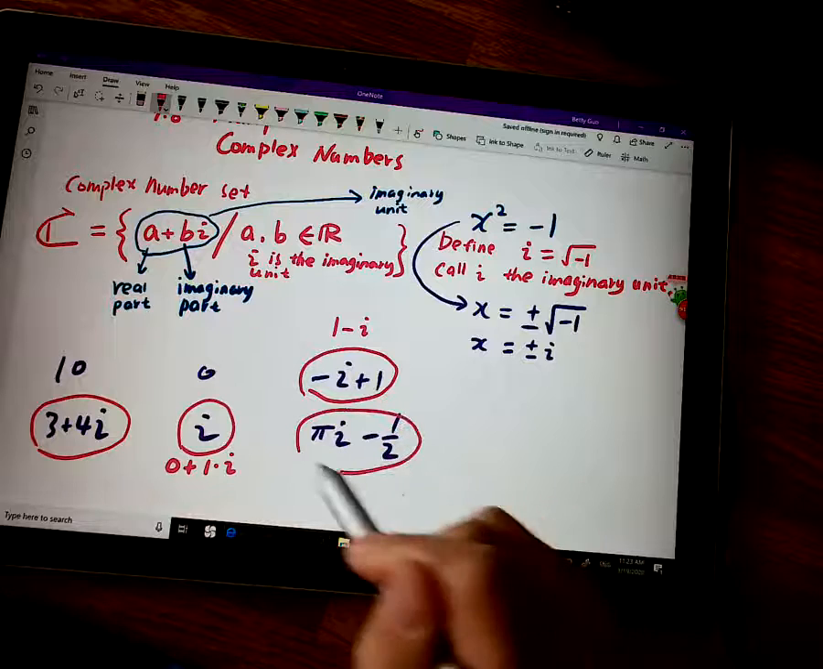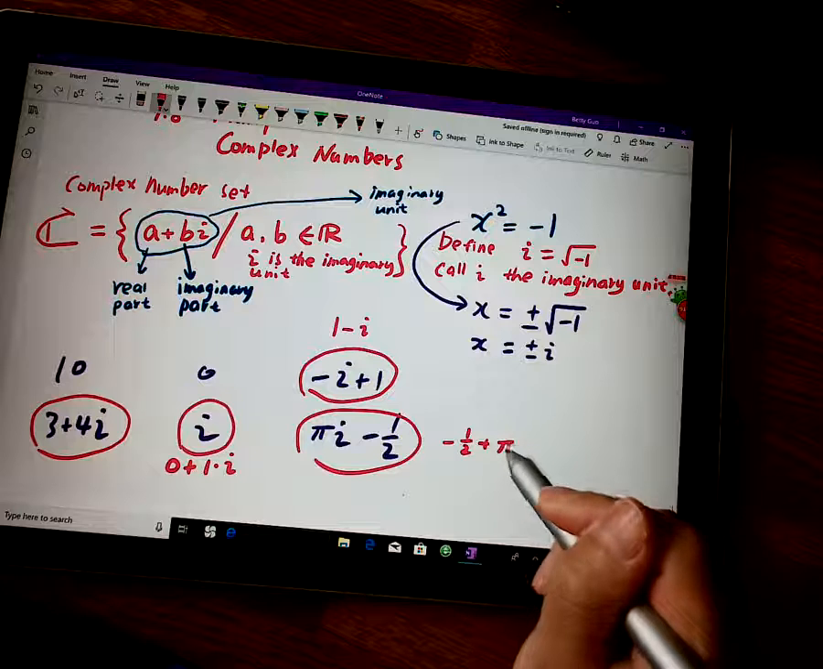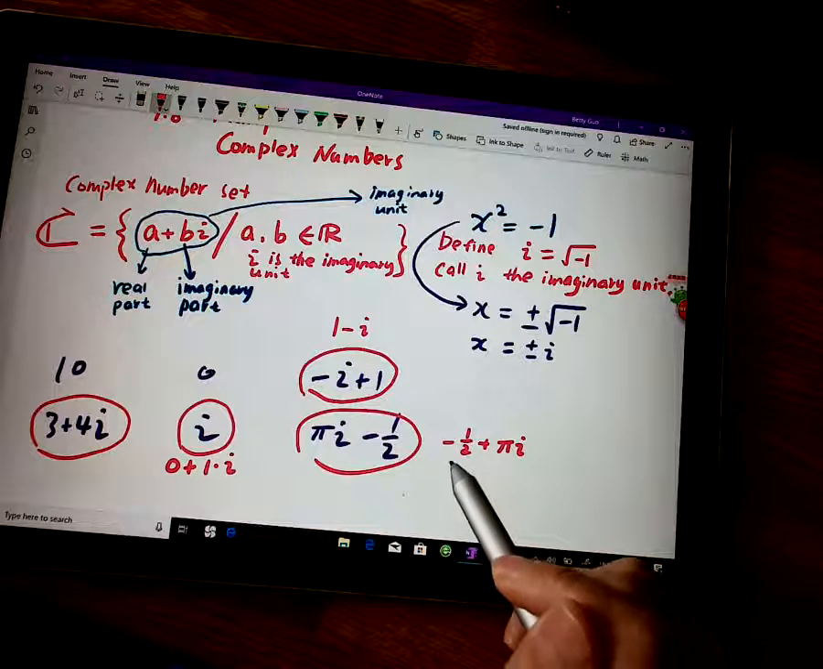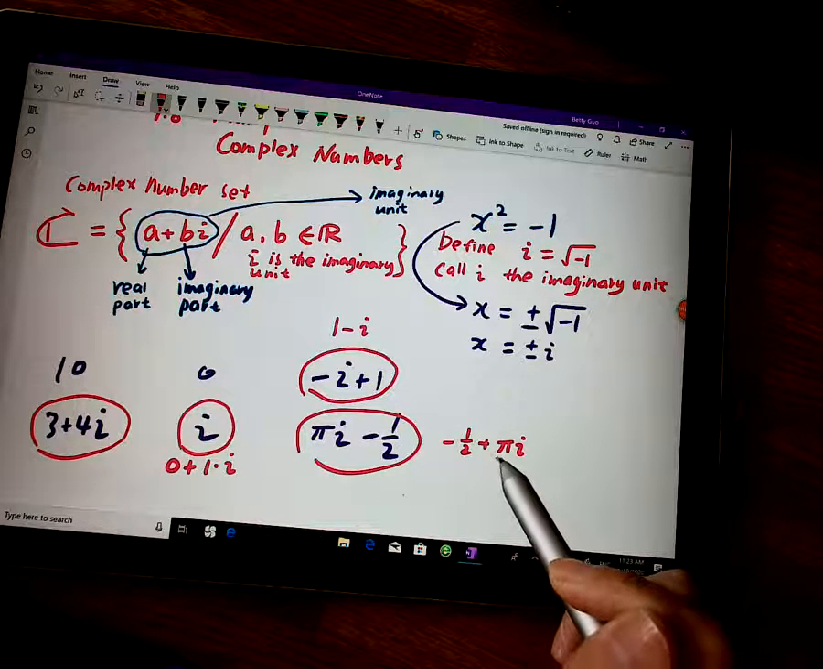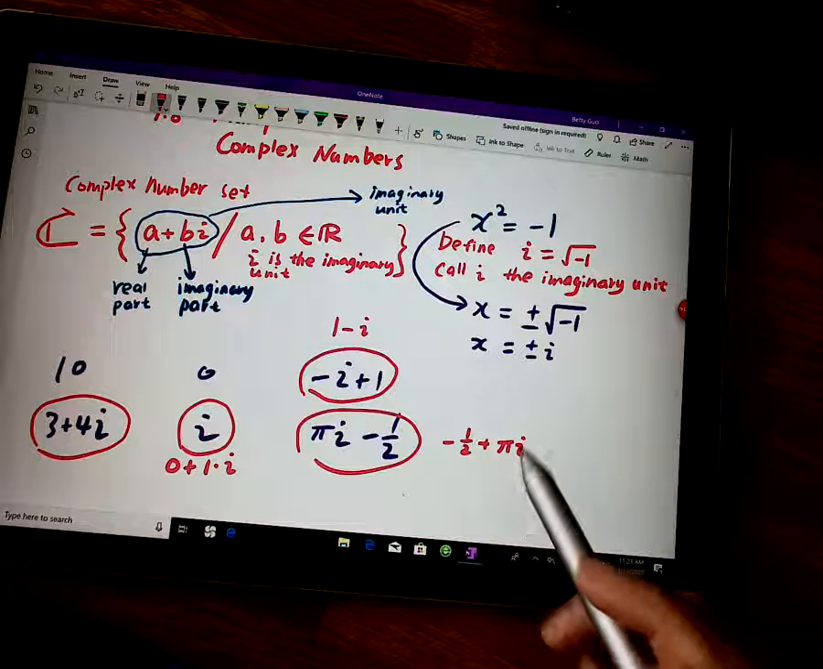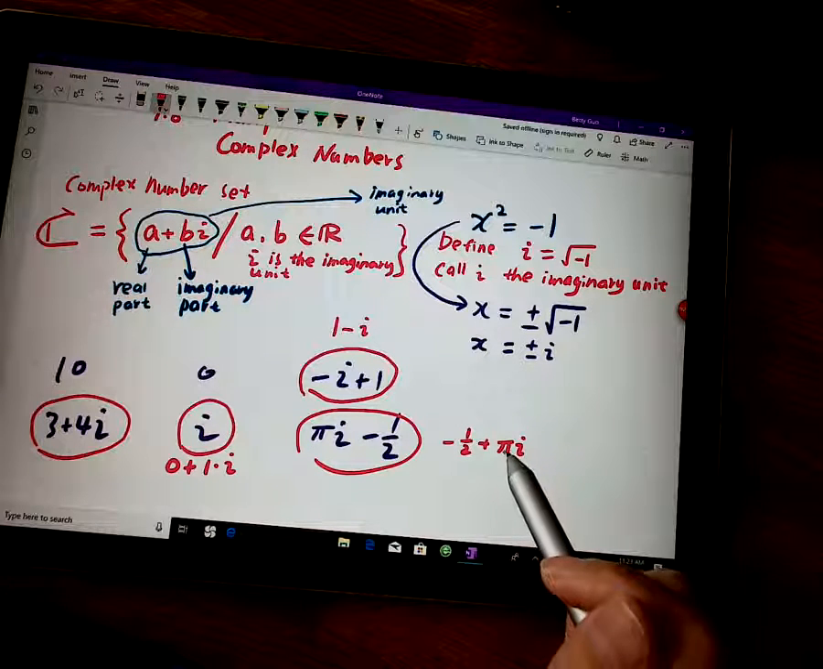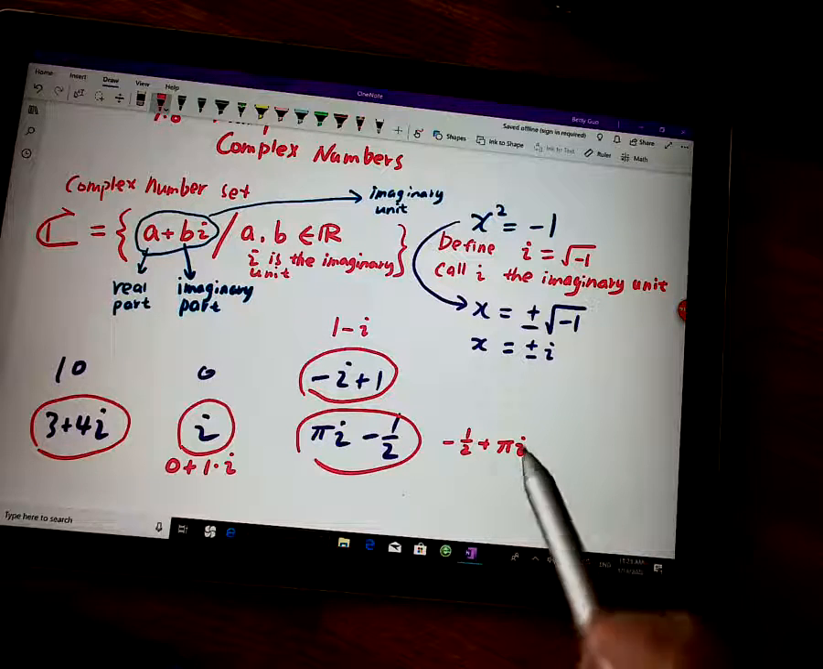What about this one? This one is the same as negative half plus pi i. The real part is negative half. The imaginary part is pi. I know pi is irrational, but pi is also real, so it's okay. Pi is the imaginary part. It is the coefficient of the imaginary unit i.